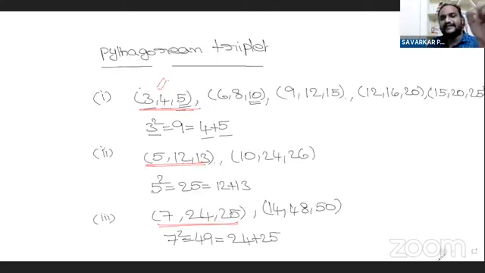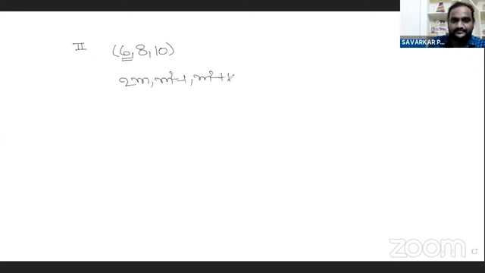Here we observe that the starting number is always an odd number. If it is an even number, how to write this pattern? Let us observe. Already from 3, 4, 5, we know that 6, 8, 10 is also a Pythagorean triplet. This is something less than 1, this is something more than this. 9 minus 1 is this one, 9 plus 1 is this one. So how to get 9? If I write this as 2m, m square minus 1, m square plus 1.